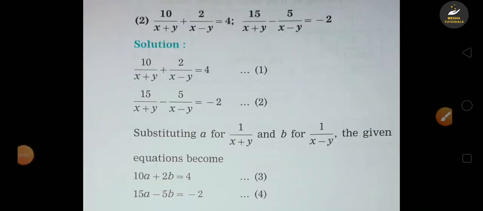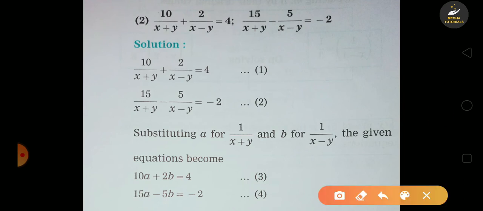Question 2. 10 upon x plus y plus 2 upon x minus y is equal to 4. 15 upon x plus y minus 5 upon x minus y is equal to minus 2. Equation 1 and 2. Again, these equations are not in the standard form. So we will replace 1 upon x plus y and 1 upon x minus y by suitable variables. So let us assume a is equal to 1 upon x plus y and b is equal to 1 upon x minus y. After substitution you will get equation 3 and 4 as 10a plus 2b is equal to 4 and 15a minus 5b is equal to minus 2.